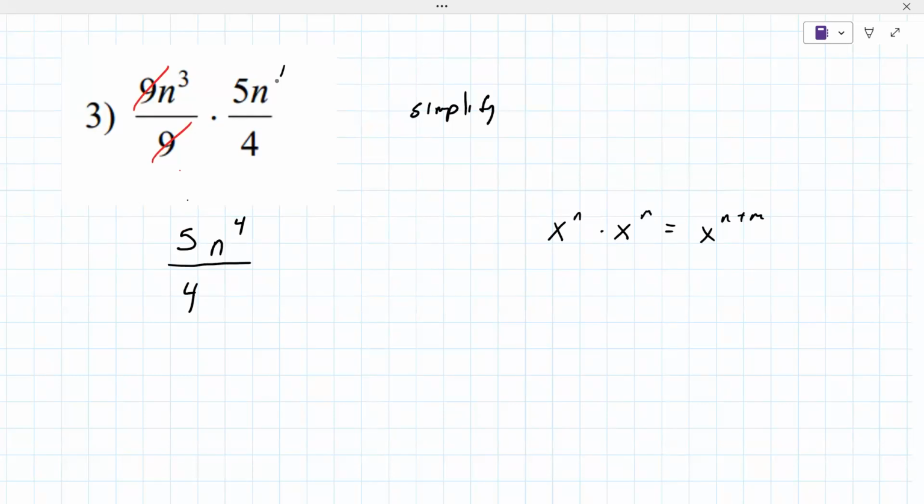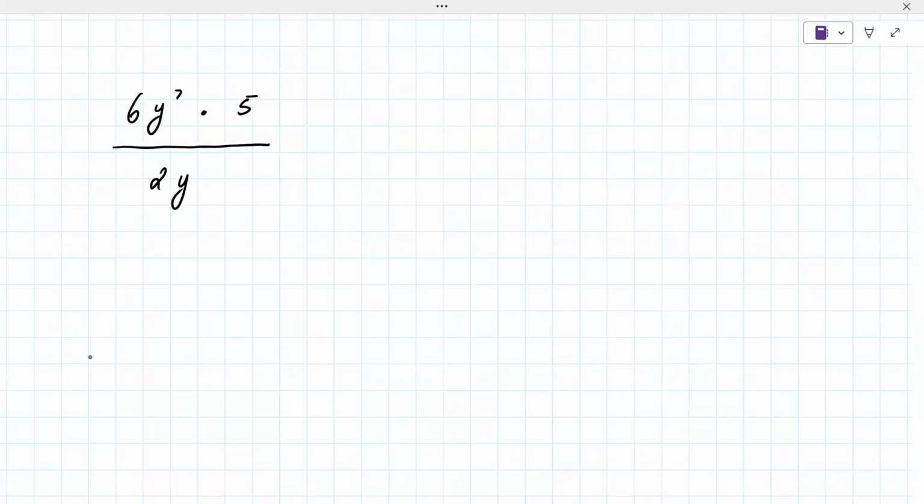Okay. Does that look okay to you? Yeah. All right, let's look at another one here. Let's go 6y to the 7th times 5 over 2y to the 5th. Okay. So you can always cancel out these numbers. 6 and 2 becomes 3 and 1 because 2 goes into 6 3 times. It doesn't go into the 5, so we can't do anything about that.